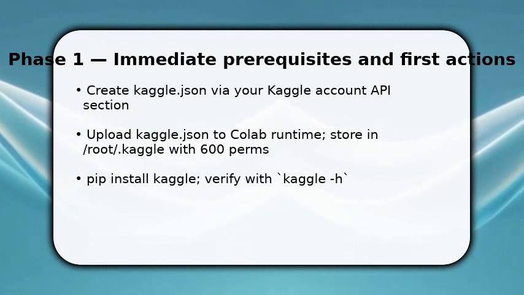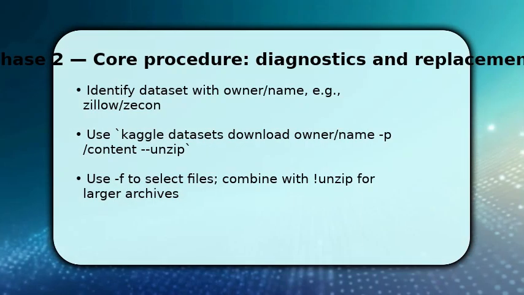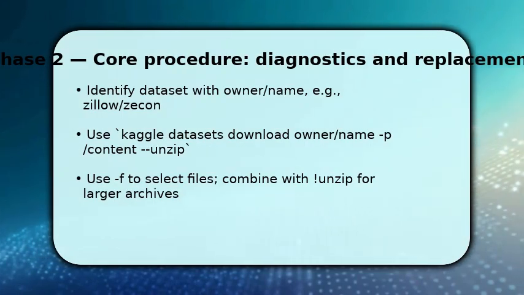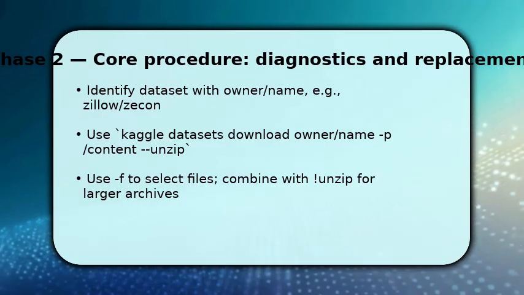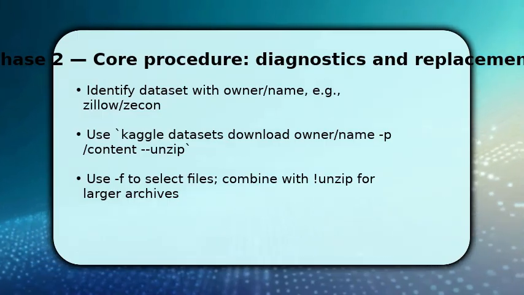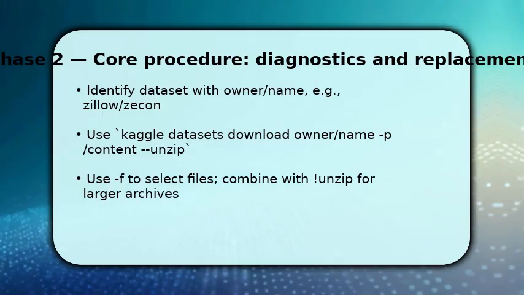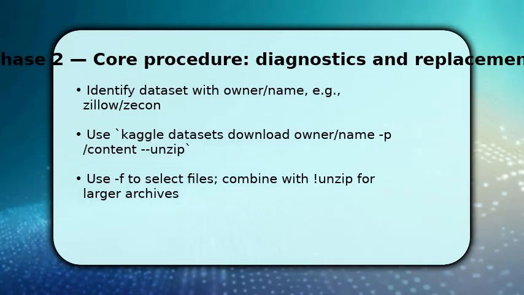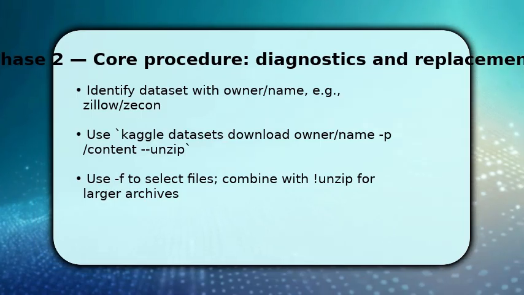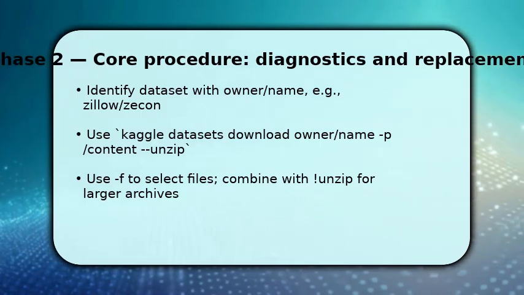You next locate the dataset identifier on Kaggle, owner/name, and then run the Kaggle command to fetch it. For example, use kaggle datasets download owner/name -p /content --unzip to save and extract directly into Colab storage. Once executed, make sure to inspect file names.